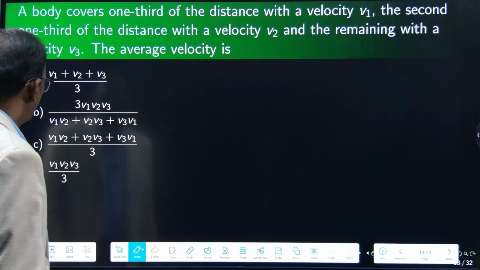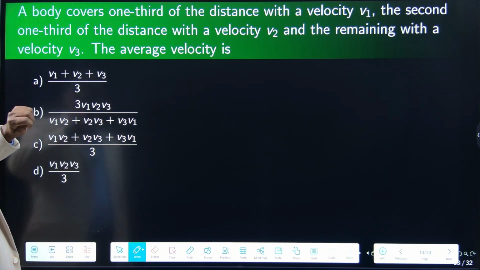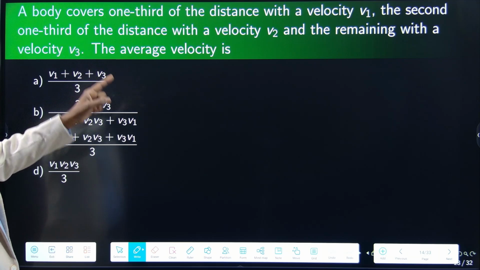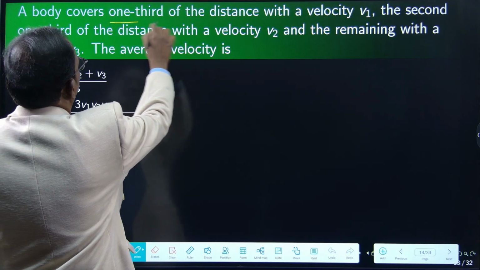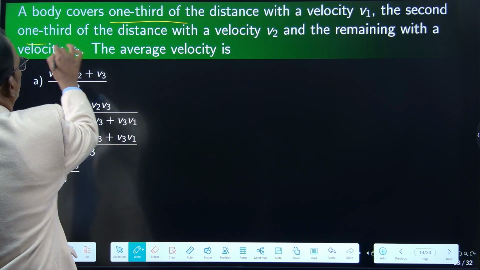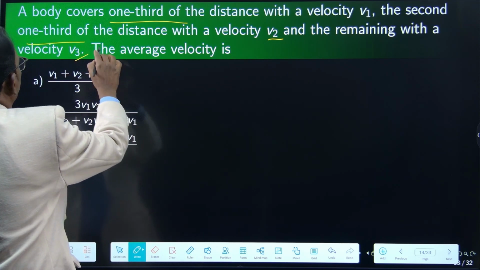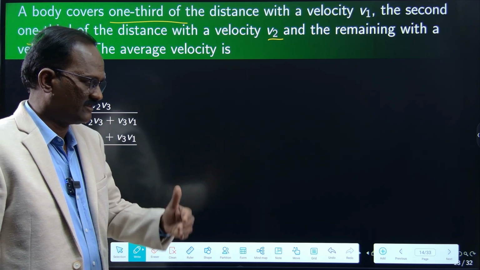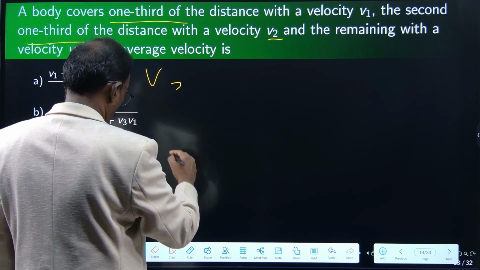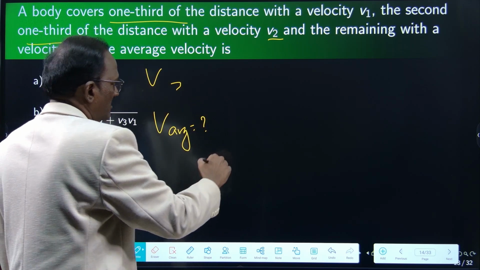Right. So in this problem, no numerical values are given. Only the notations are given for velocities. A body covers one-third distance with a velocity V1 and the second one-third distance with a velocity V2 and the remaining with a velocity V3. One-third, one-third, one-third, V1, V2, V3. The average velocity, V average, is equal to what?